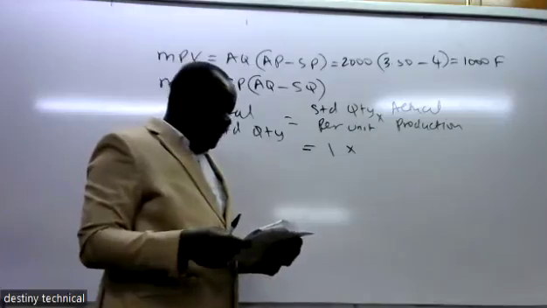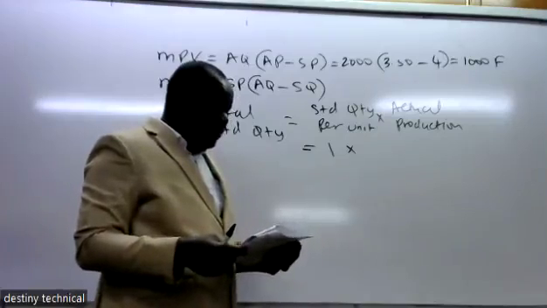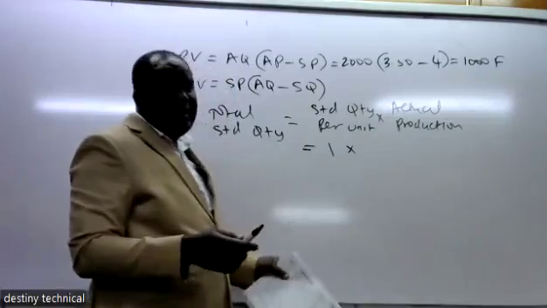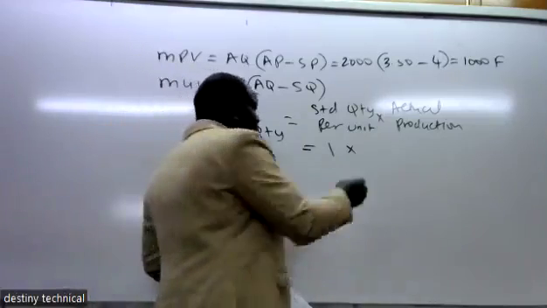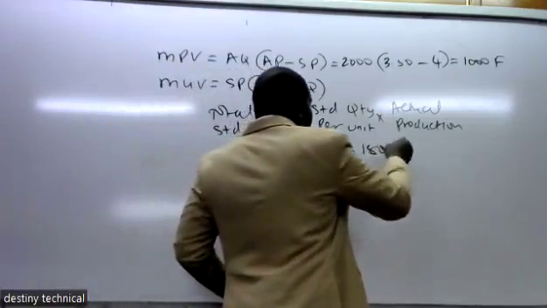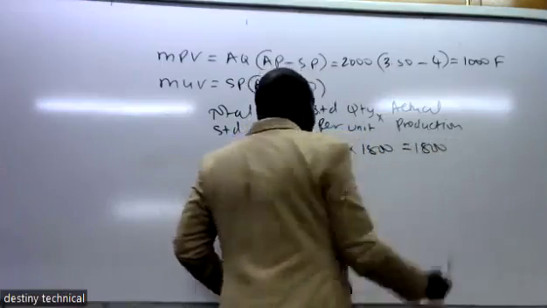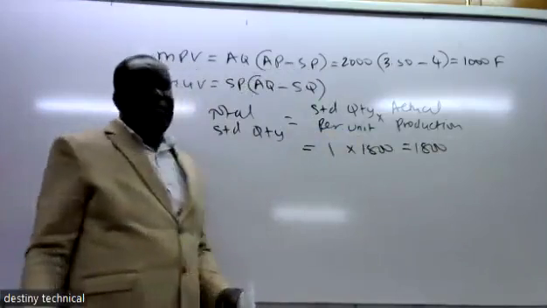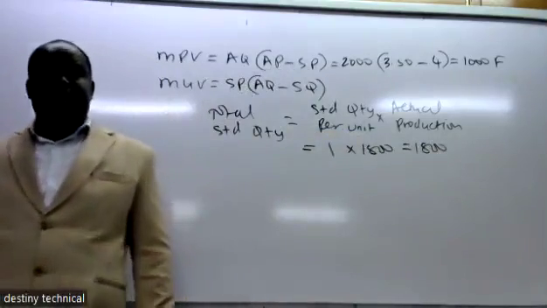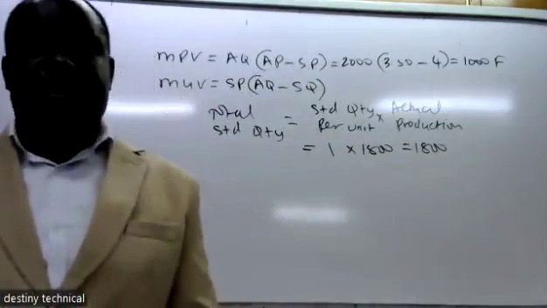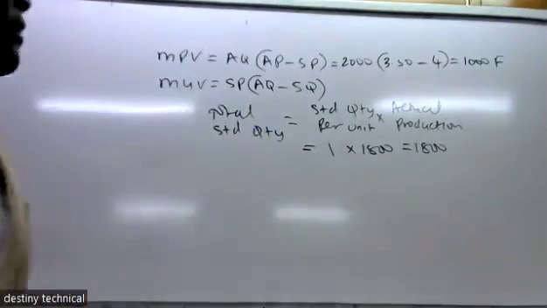Actual production, we were given down there as 1800 units, multiplied by 1800 units. So it will just remain 1800.